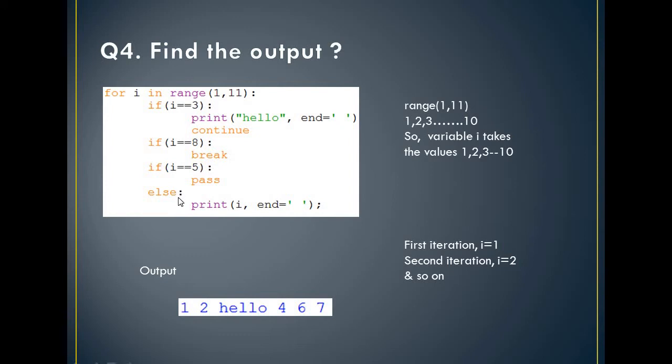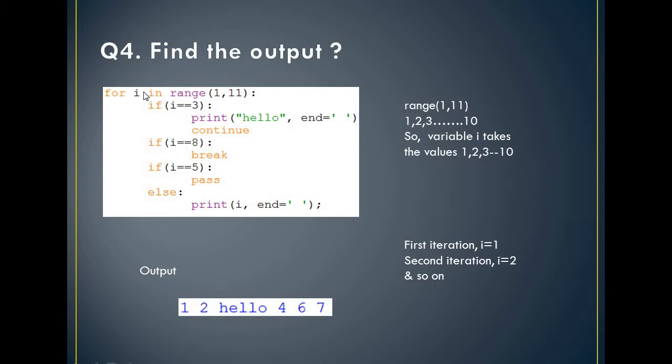So it executes the else part. Here in the else part, we are just displaying the value of i. In the first iteration, the value of i is 1, so it displays the value 1 here. In the second iteration, i takes the value 2. The first condition is false, the second condition false, the third condition false. So it again goes to execute the else statement, so it displays the value 2 here.